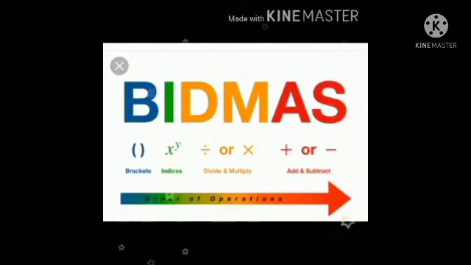Okay, you already know BIDMAS very well. B means bracket, I means indices, D means division, M means multiplication, A means addition, S means subtraction. If more than one bracket is given, the innermost bracket should be completed first.